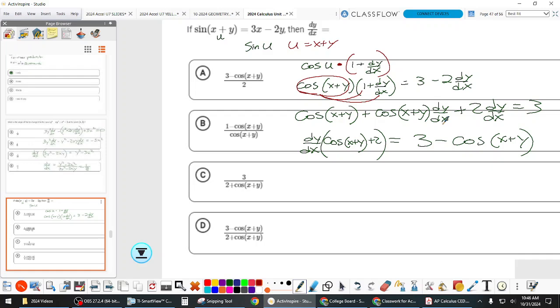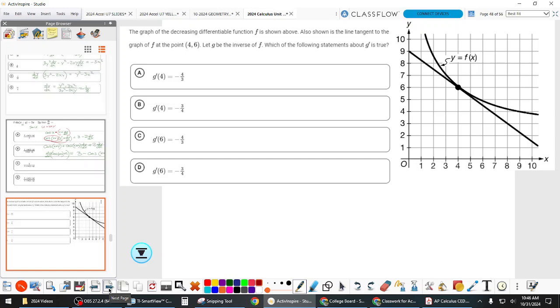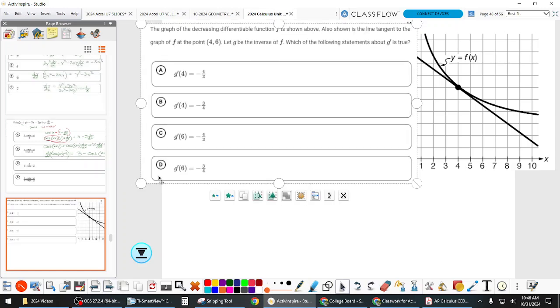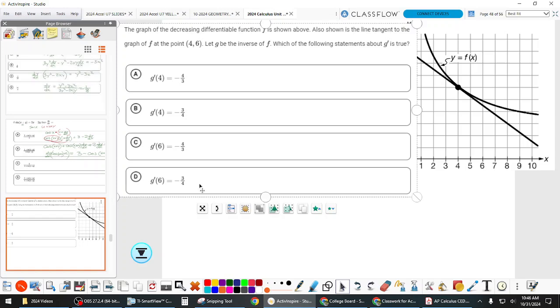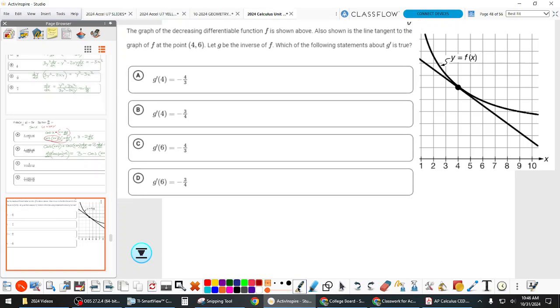All right, next one. I don't know if I can make that much bigger. It always looks good on my screen, and I think I have it big enough.